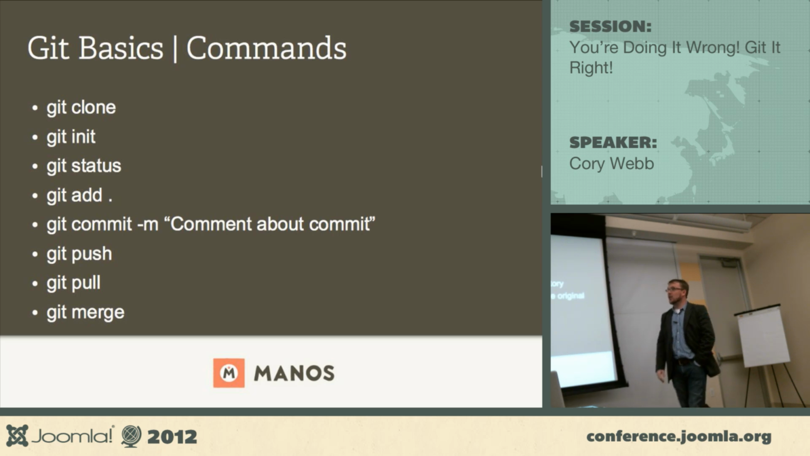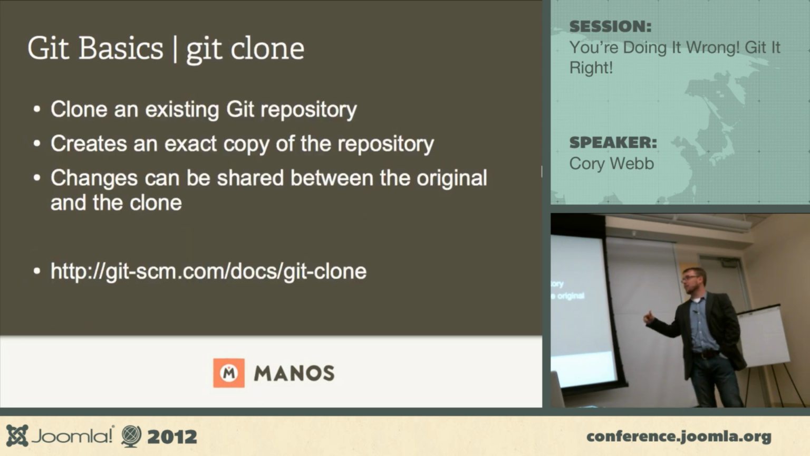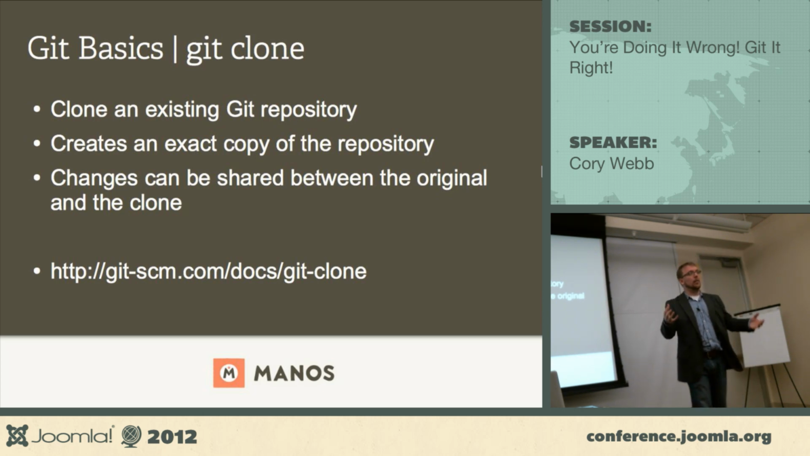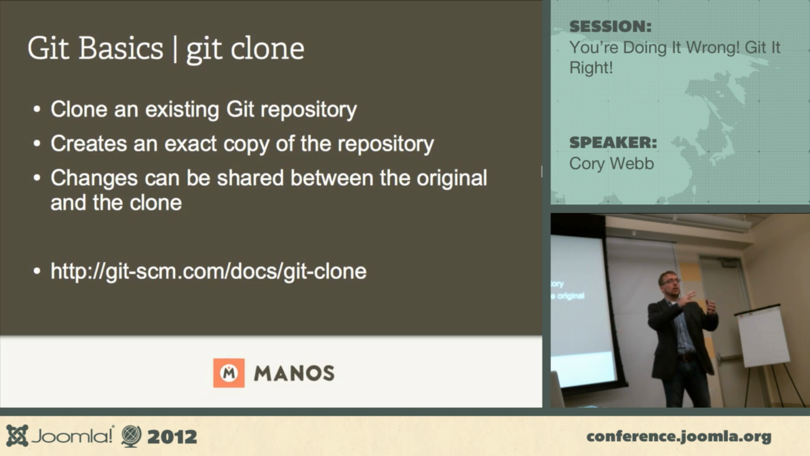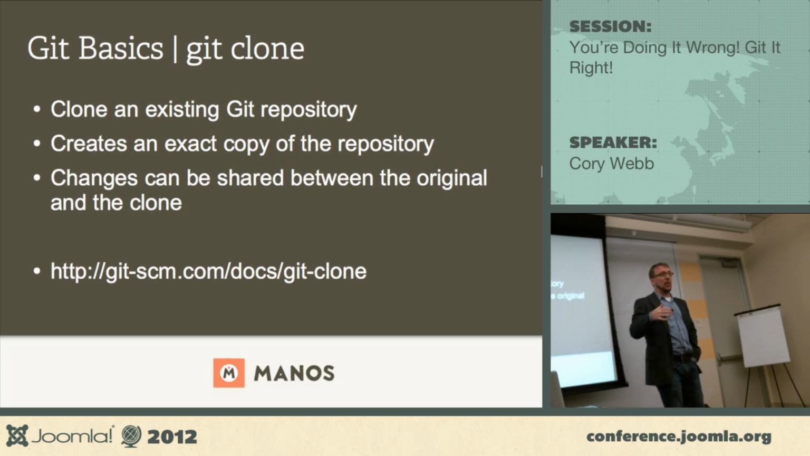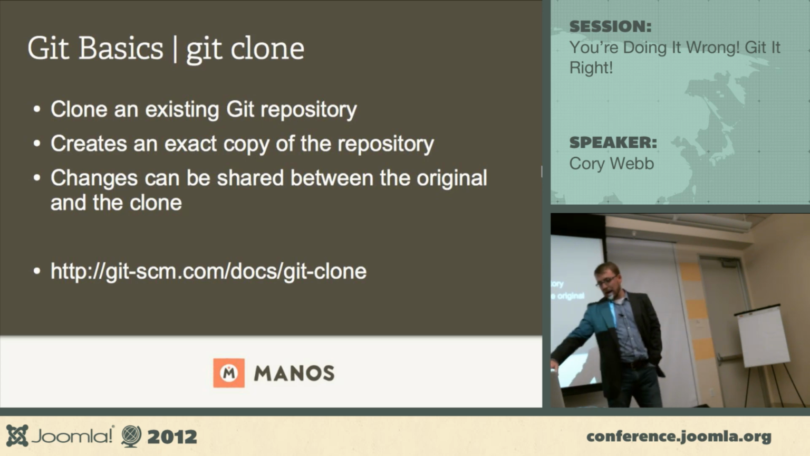So git clone, you can clone an existing Git repository. What that does is it takes an exact copy of that repository and clones it to your development folder for your project. So changes then can be shared between the original version that you've cloned and the cloned version, okay? So when you make a change in your clone, you can push it over to the original. So at the bottom of all these slides, I'm going to have a link to the documentation page about it. So if you want to learn more and get a more in-depth understanding of it, it's there. Again, these slides are on the web, so you can use them as a reference.